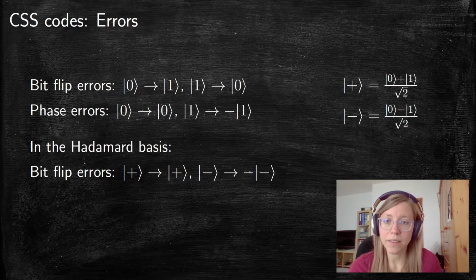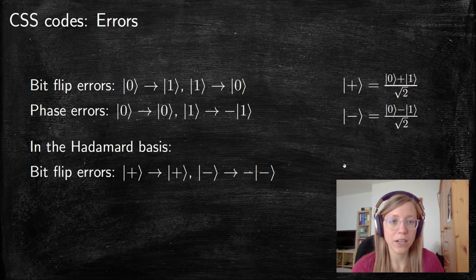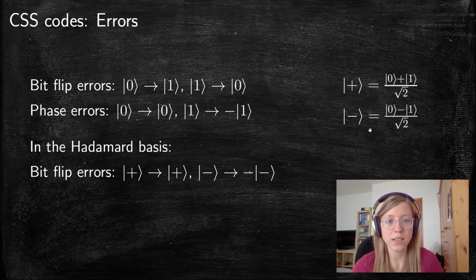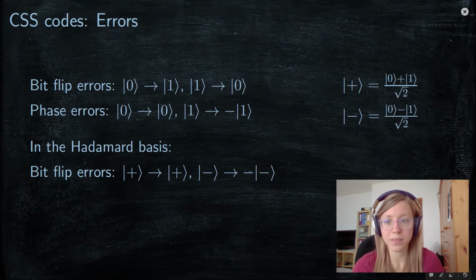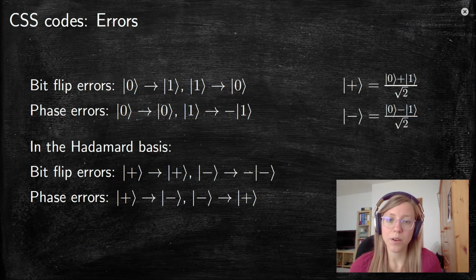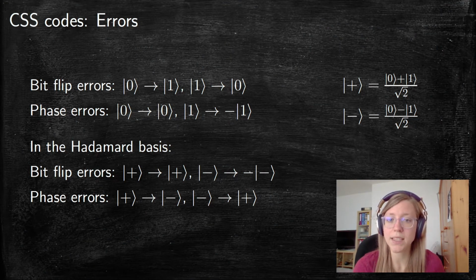So here, bit flip errors happen in a way that the plus state is mapped to the plus state again. You can see this in the definition of the plus state on the right side. So a bit flip error would map 0 to 1 and 1 to 0, which doesn't change the state. But the minus state is mapped to minus the minus state. Because here, if you flip a 0 to a 1 and a 1 to a 0, you get minus the state. And phase errors have the form that plus is mapped to minus and minus is mapped to plus.